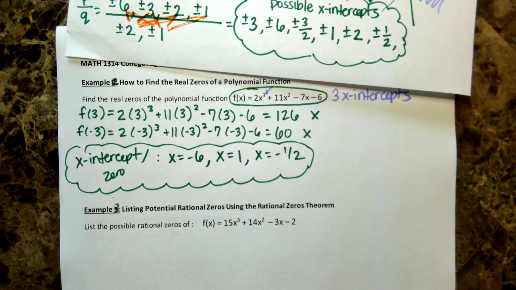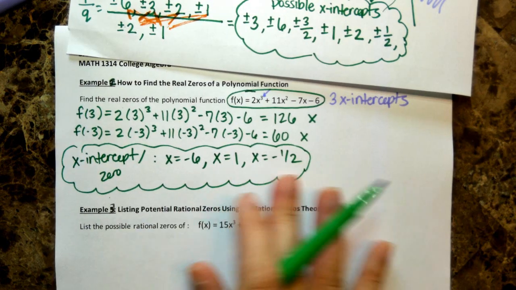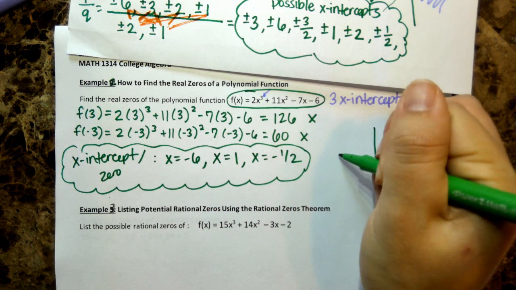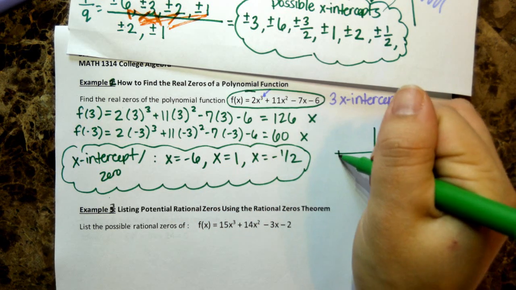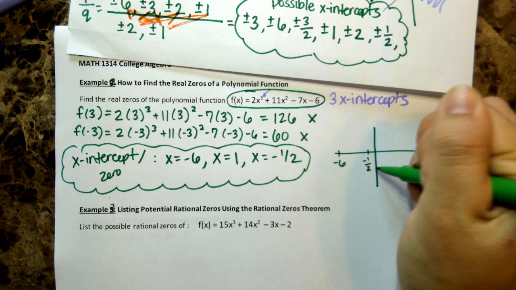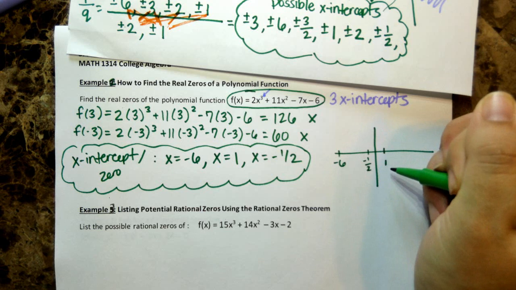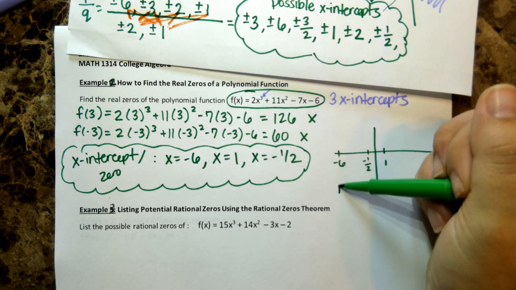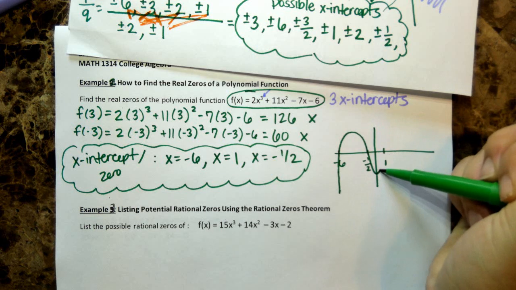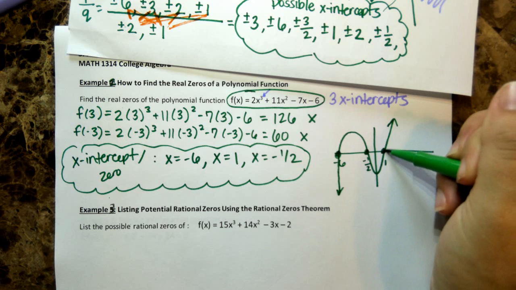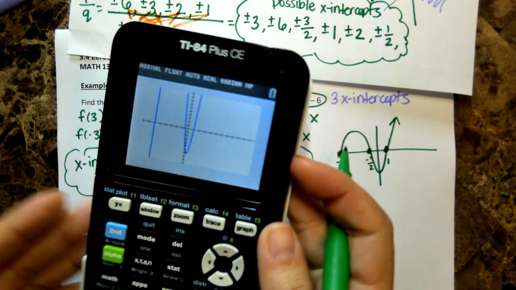And there we go. So we have 3 x-intercepts, negative 6, 1, and negative 1/2. If you wanted to make a sketch of this, it would probably look something like this. Here's negative 6 on the x-axis. Here's negative 1/2. Here's positive 1. So the graph might not be perfect. It's probably going to look something like this, because it's going to have those 3 points on the graph. And what do you know? Yes, it does.